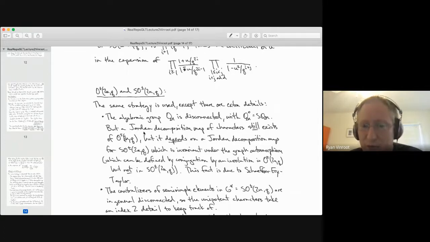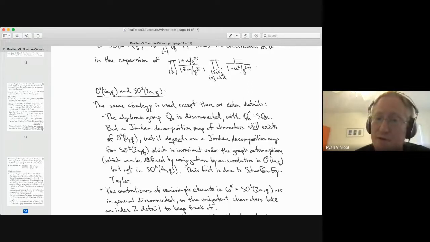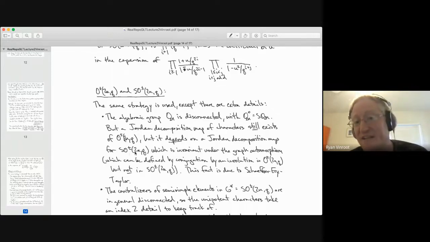finite orthogonal group. However, this depends on a deep fact, that there's a Jordan decomposition map of the special orthogonal group, which comes from a disconnected center. So even there's a problem. But that is invariant under the graph automorphism of the special orthogonal group.